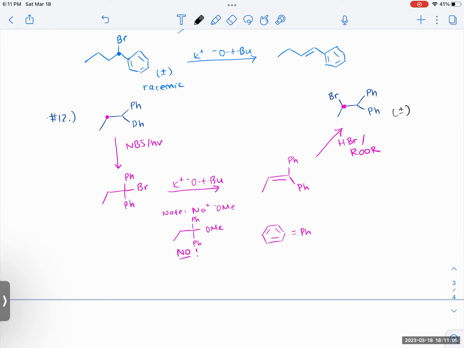I think in the question it was given as racemic, but if it wasn't, you would need to write it down. This carbon is a chiral center, but we don't know which direction. It's equally both directions, so you just put a line in plus minus, because it's equally enantiomers.